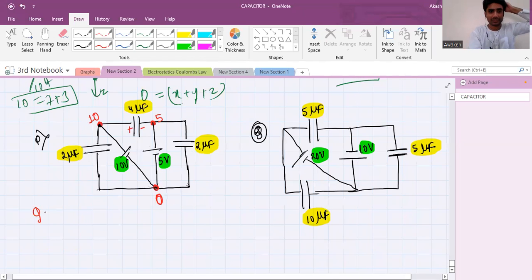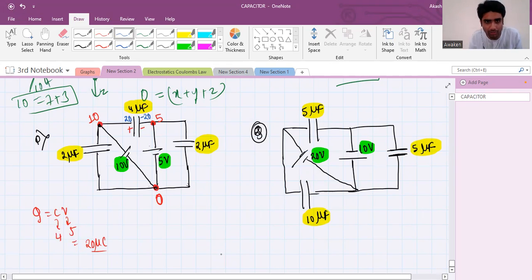Q equals CV. So delta V is 5 and C is how much? 4. So what is Q? 20 microcoulomb. Now the left one will be plus, right one minus: plus 20, minus 20. First one finished.